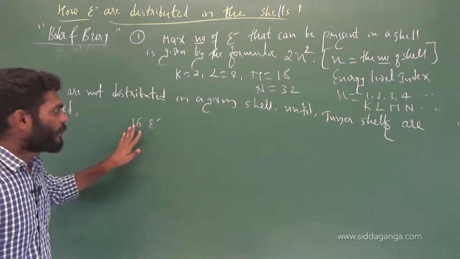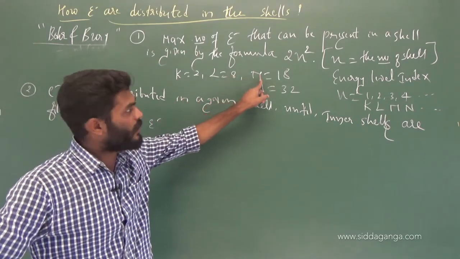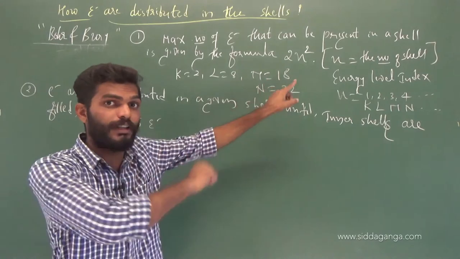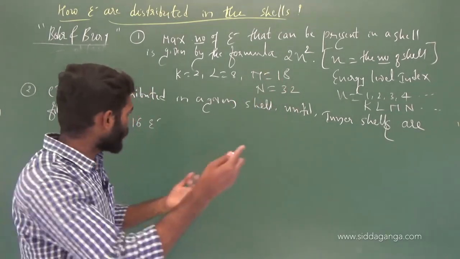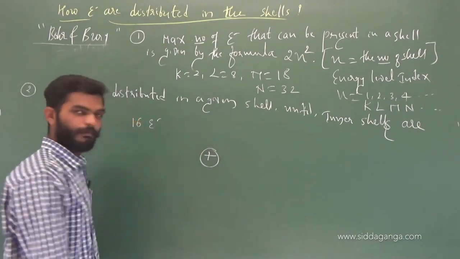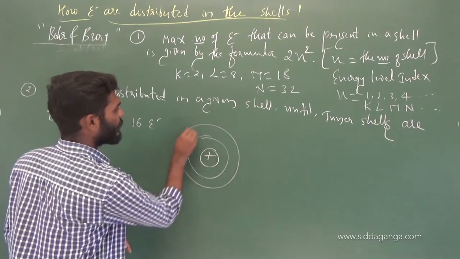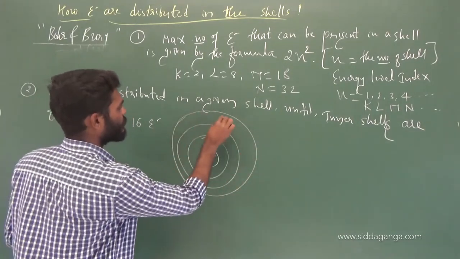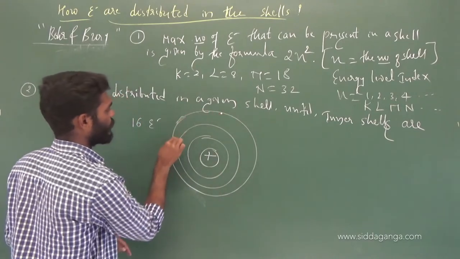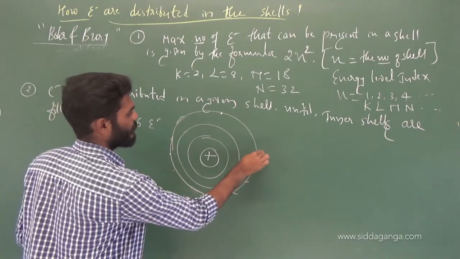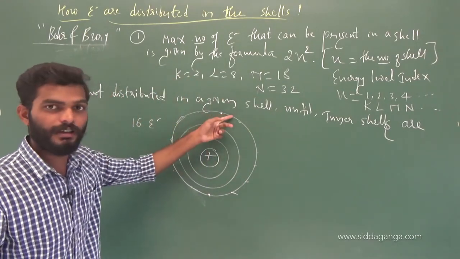So, you say that in the M shell, in the third shell, 8 electrons can be put there. So, why can't this atom which has 16 electrons in it, I am going to put all the 16 electrons in the third shell. Here 1, 2, 3, 4, 5, 6, 7, 8, 9, 10, up to 16. Can I put all the 16 electrons in the third shell?